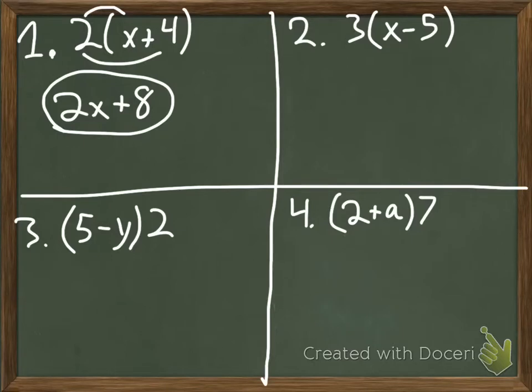So I will leave you now to go ahead and pause the video and with your group do examples 2, 3, and 4. So do that now. Alright, example 2. We get 3x minus 15, because this is a negative and this is a positive, so it means that our answer here has to be negative.